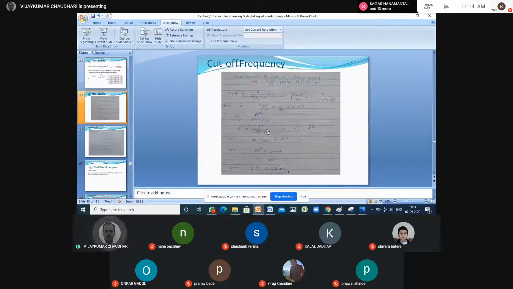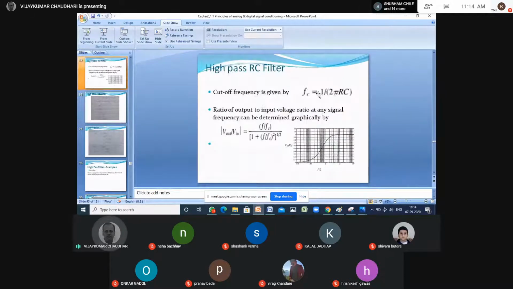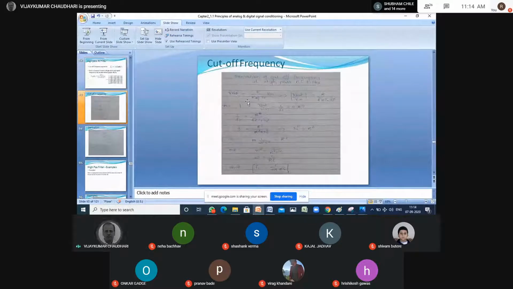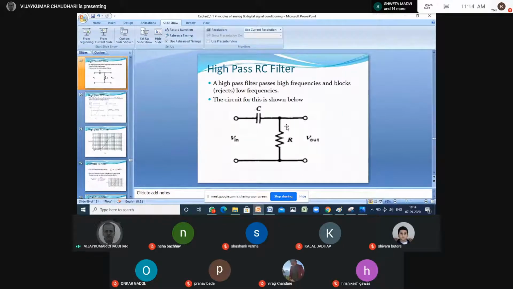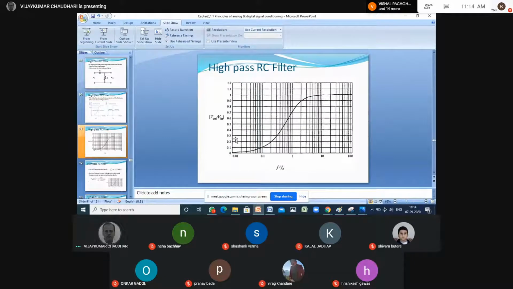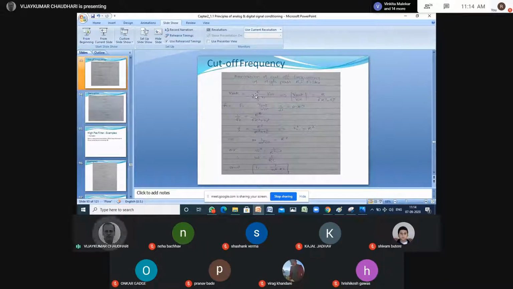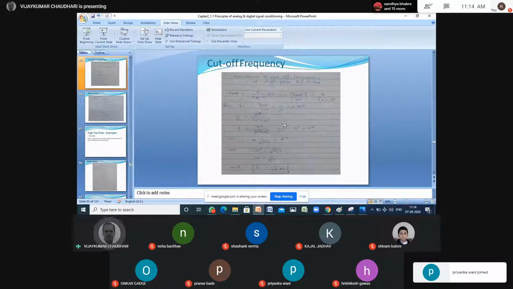Next, let us derive cutoff frequency that we have already seen. The formula comes out to be the same, but we want to derive it. We know this RC circuit is a voltage divider circuit, something like this, with Xc and R. Output is taken across R, and therefore it will be R upon R plus Xc into V in. So V out is equal to R upon R minus jXc into V in, or R upon root of R square plus Xc square into V in. For fc, V out upon V in should be 0.707.